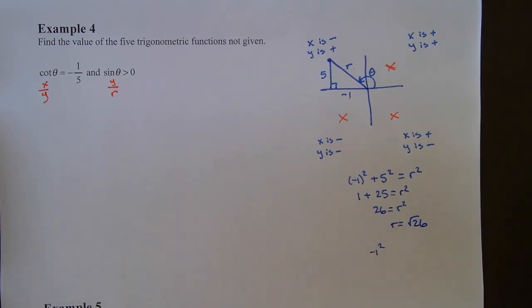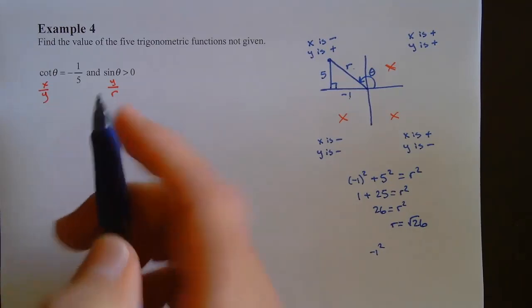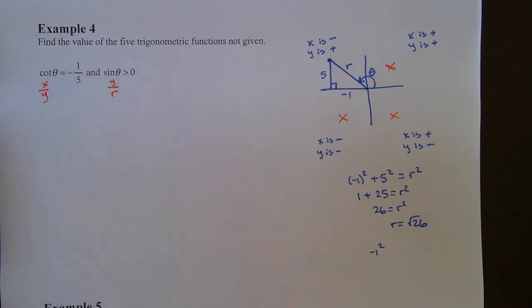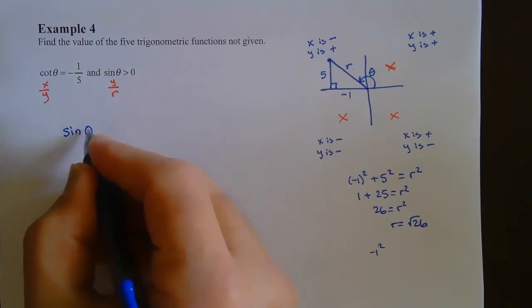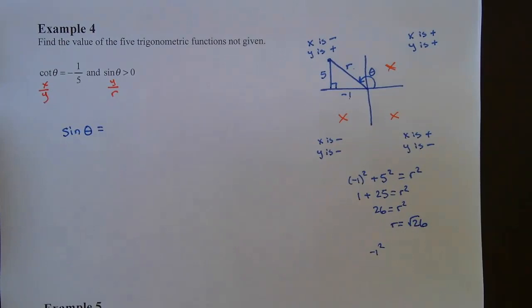Now, because we have x, we have y, and now we have r, we can find all 6 trig functions, or actually just the other 5, because we already have one of them. So let's talk: what is sine of angle theta, even though we don't know the angle? Sine of theta would be y over r, so that'd be 5 over the square root of 26.